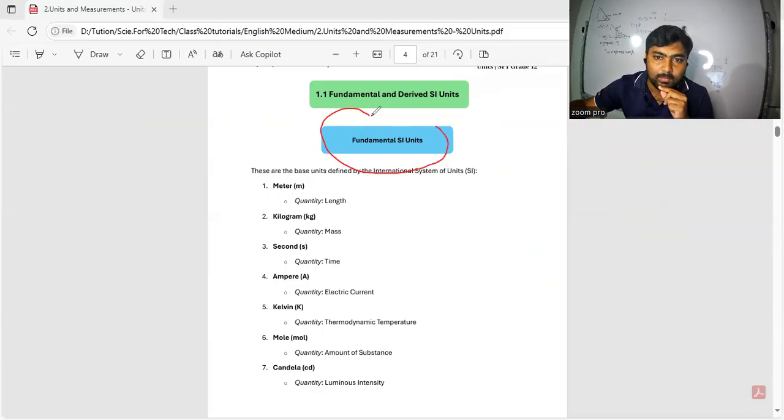Then fundamental SI unit. Do you know the meaning of SI unit? What is meant by SI? SI units are standard international. I can tell it like this: these are a kind of approved unit, because there are different kinds of unit systems.